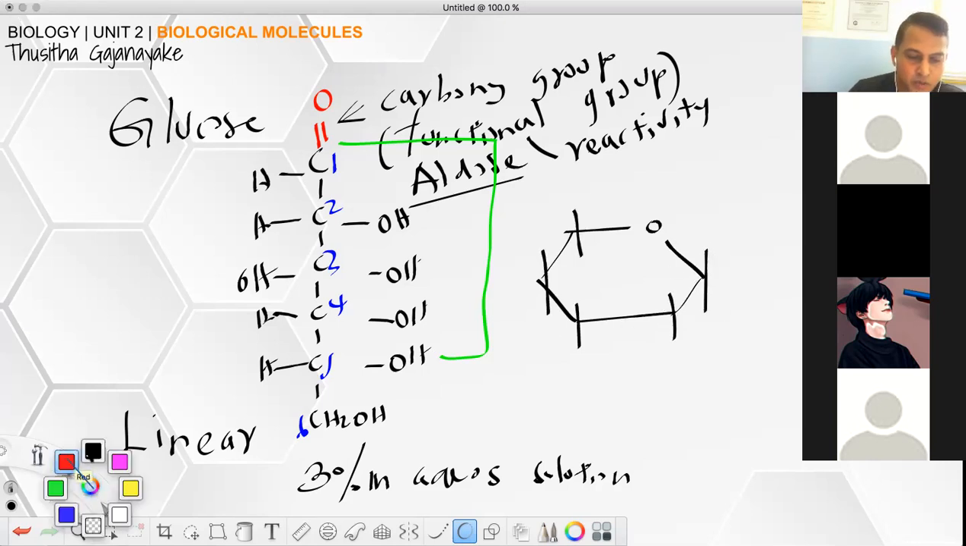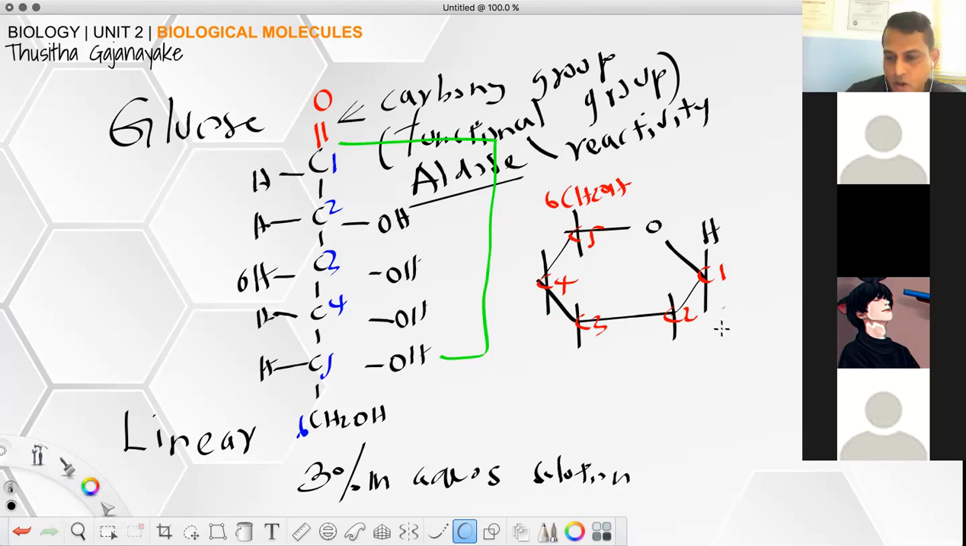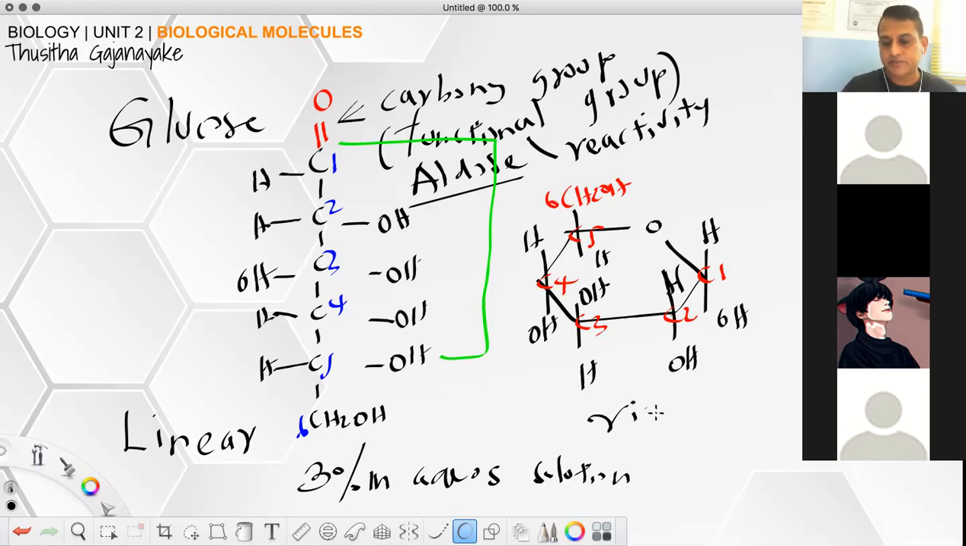So here is carbon number 1, 2, 3, 4, 5. You see carbon number 1 and carbon number 5 make the bond, and we are not going to learn the detail about this bonding. Carbon number 6 is here. And the distribution of OH and H is here, OH is here, H is here, OH is here, OH is here, H is here, H is here, OH is here, and H is here. So this is the ring structure.